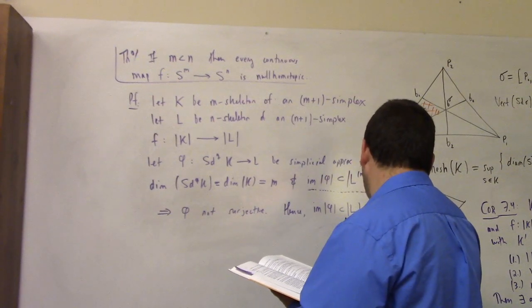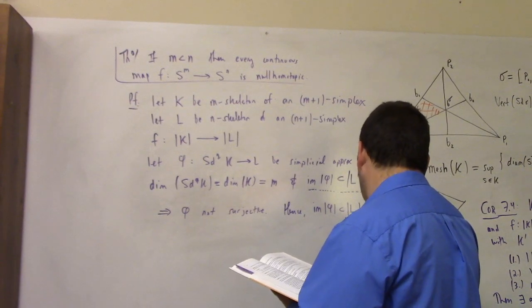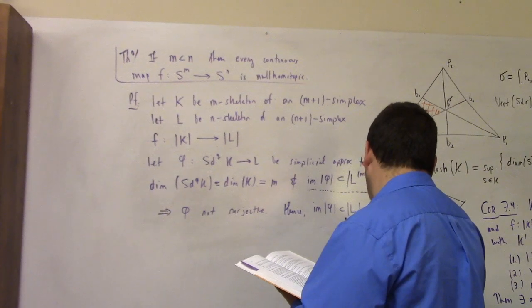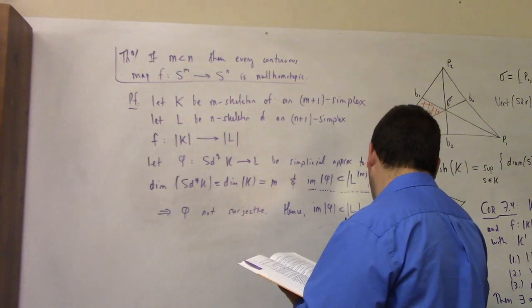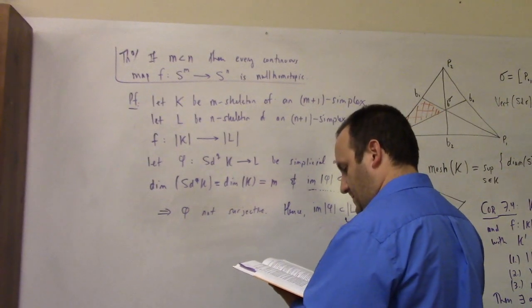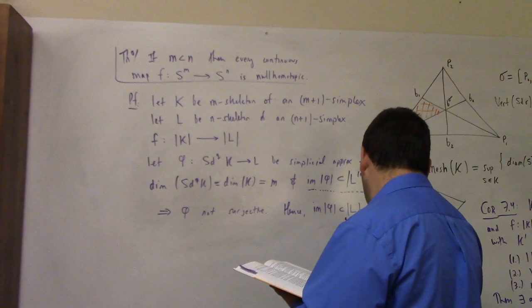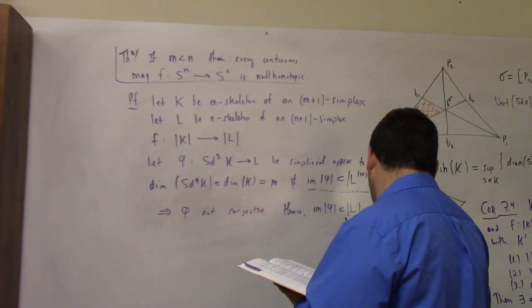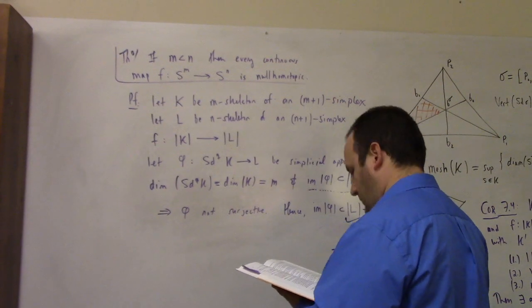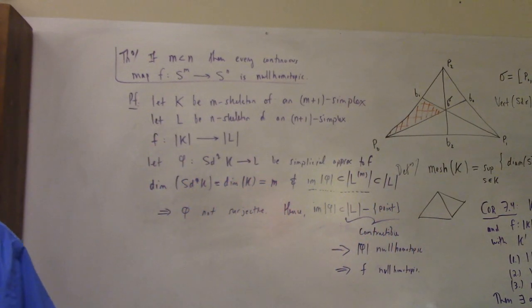So this is contractible, and that implies that the induced map of phi is null homotopic, which then implies that F is null homotopic. Corollary: if n is greater than or equal to 2, Sn is simply connected.